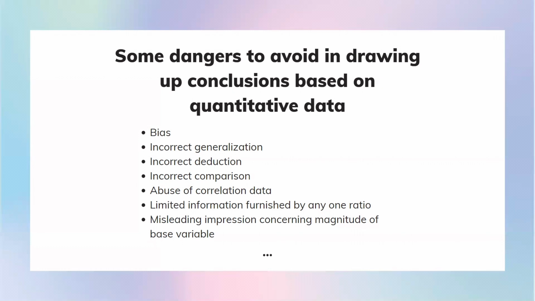Abuse of correlation data. A correlation study may show a high degree of association between two variables. They may move in the same direction at the same rate, but it is not right to conclude at once that one is the cause of the other unless confirmed so by other studies. In no case does correlation show causal relationship.